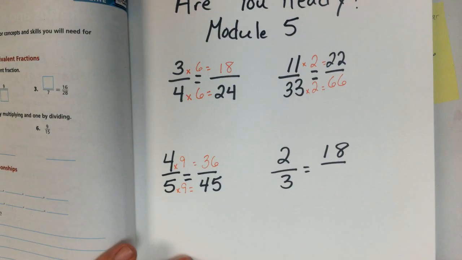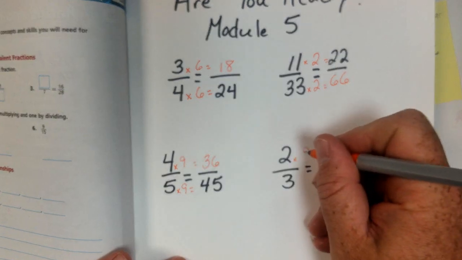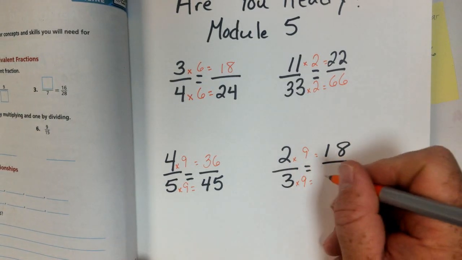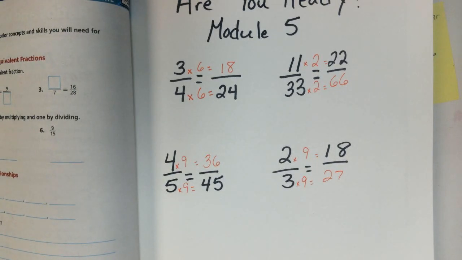And lastly, 2/3 is equal to 18 over something. Well, 2 times 9 is 18, so 3 times 9 is 27. Okay, so that's going to be like the first types of questions that you're answering on the next page.